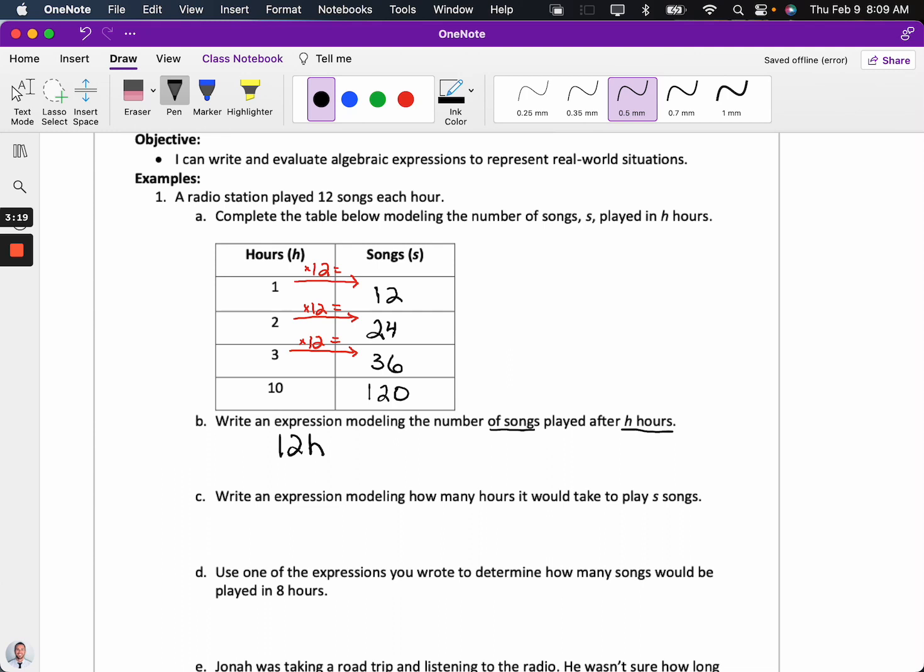Remember when we're multiplying there, the 12 is what's called the coefficient. We don't actually need the multiplication symbol there. Right? When it's a number directly next to a variable, it indicates multiplication.